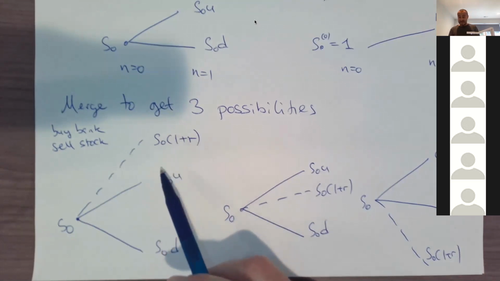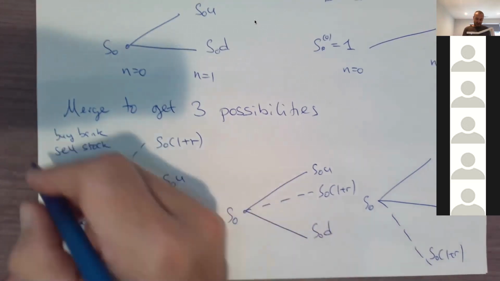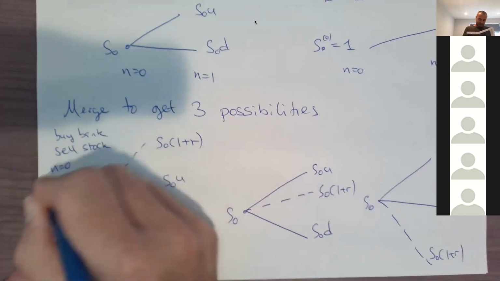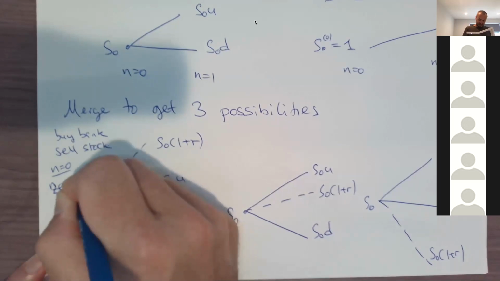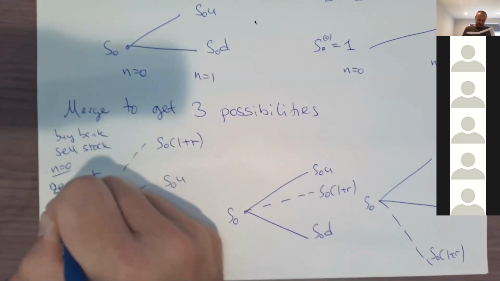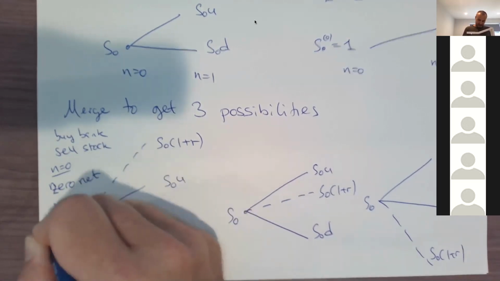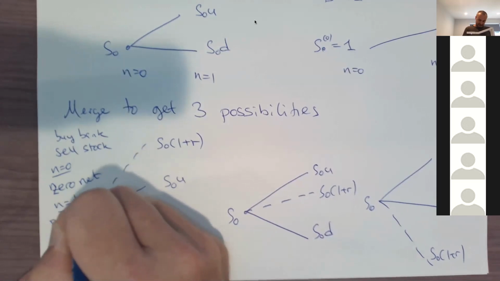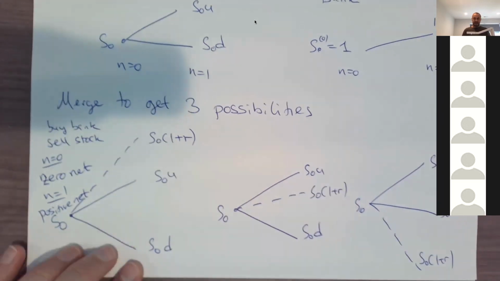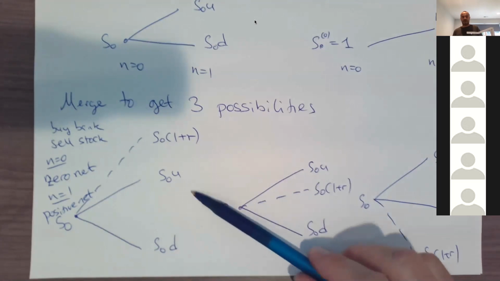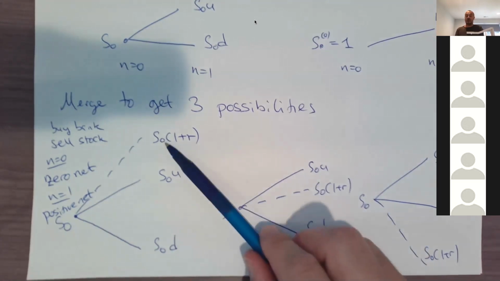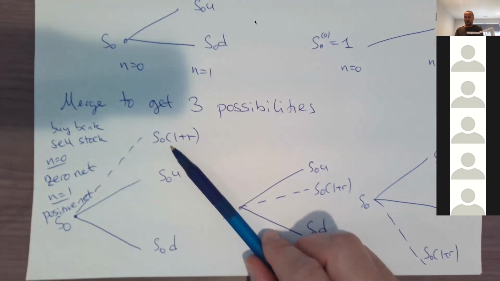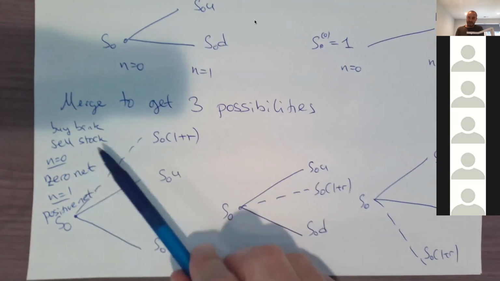So what that means is that at time 0, the net is 0, and at time 1, there is a positive net. The positive net is going to be dependent on whether you have heads or tails on your coin flip, but you're always going to get more. So this is arbitrage.